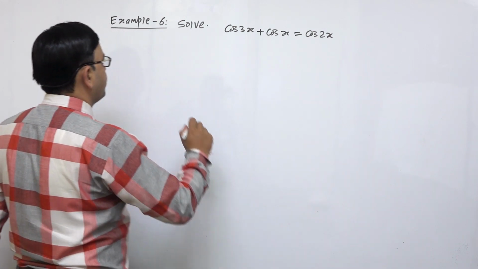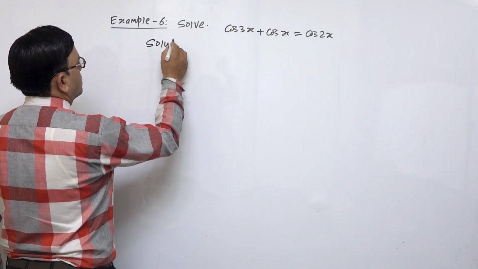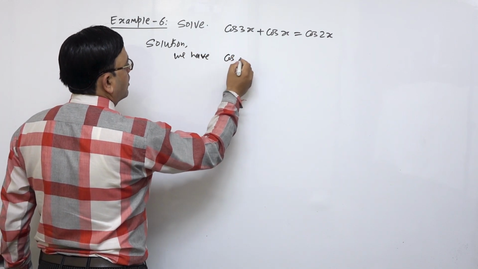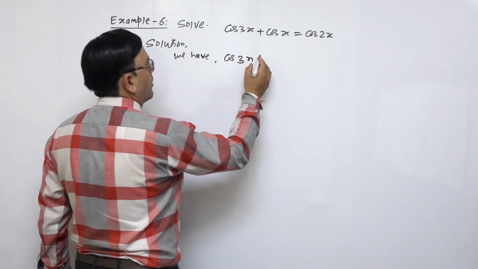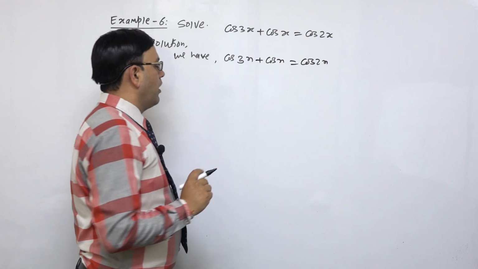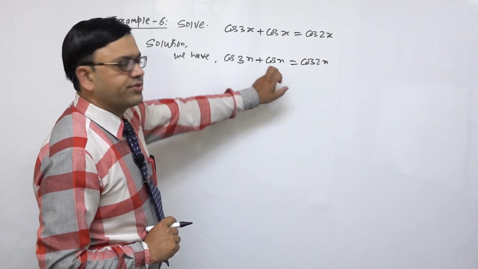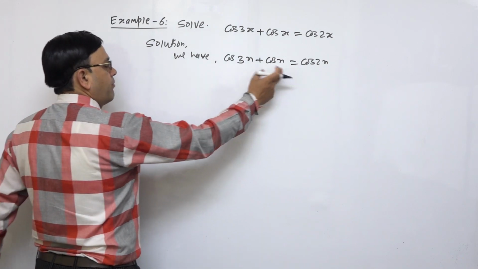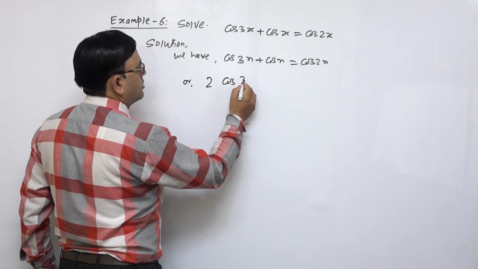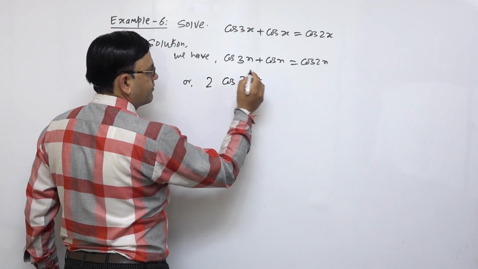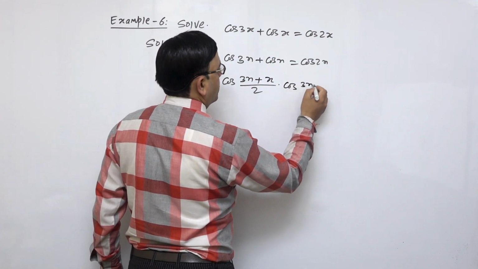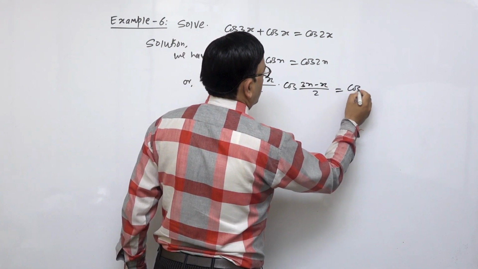Now solution. We have here cos 3x plus cos x is equal to cos 2x. Students, you know the formula of cos C plus cos D is 2 cos((C plus D) upon 2) times cos((C minus D) upon 2). So we can write it is equal to cos 2x.